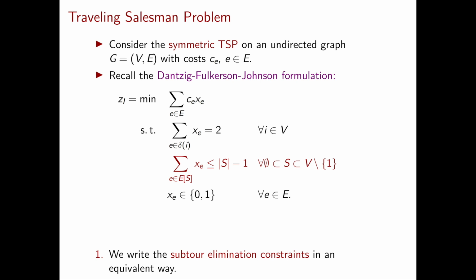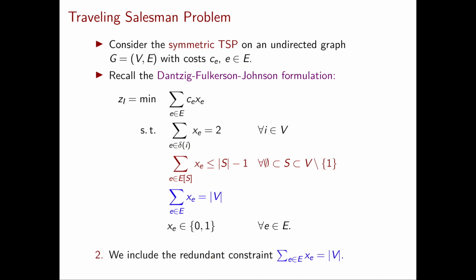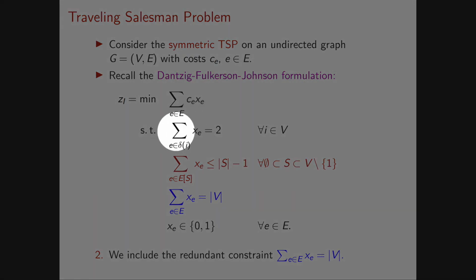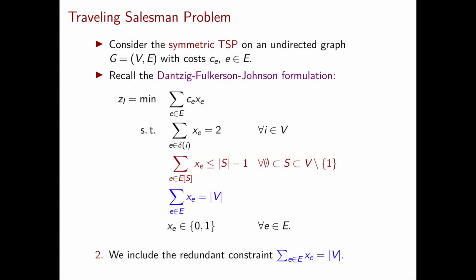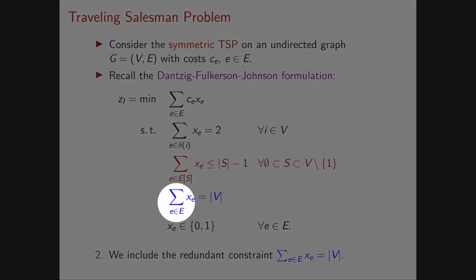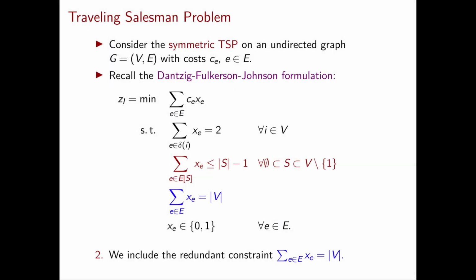The next change to this formulation is in a sense trivial because we're just going to add one constraint that is redundant. In fact, it's already implied by all our equations. If you sum the degree constraints for every node, you obtain that twice the sum of all the x's is equal to twice the cardinality of V. And therefore, this equation is obtained by dividing such a sum by 2. Great, now this is the system I want to consider.